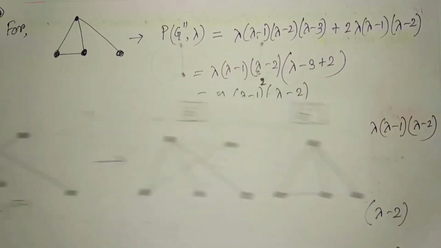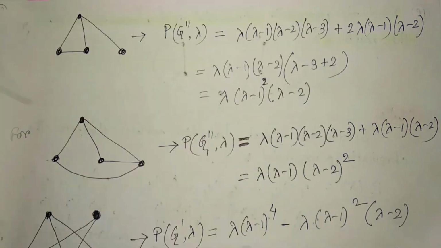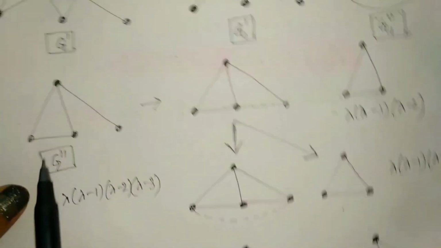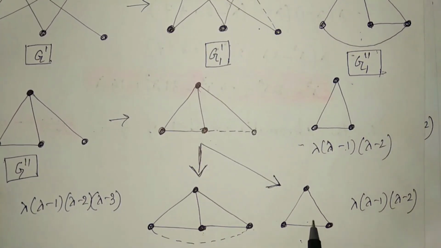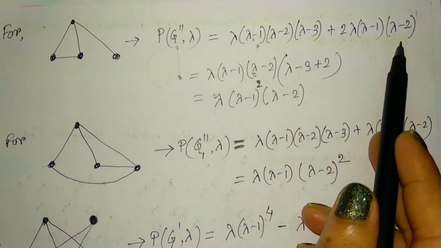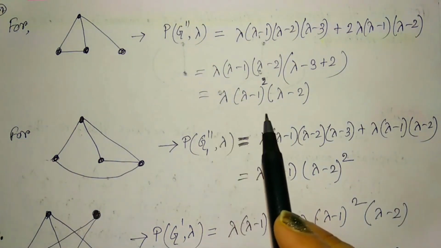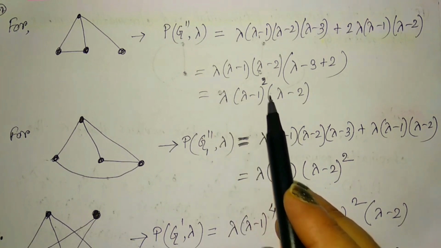At first, we find out the chromatic polynomial for this one, and this one. So according to our calculation, for this one the chromatic polynomial is the summation of this one plus this one plus this one. So it is this one plus 2 into this one, because there is one complete graph with 4 vertices and 2 complete graphs with 3 vertices.